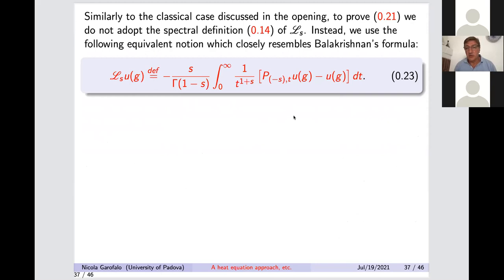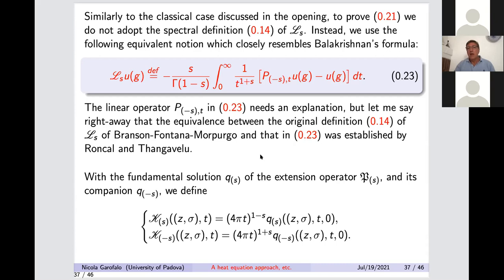So if this was the standard heat semigroup, this would be just the Balakrishnan definition of L^s. But now I'm using this P_{-s,t}. And in order to understand where this P_{-s,t} is, I have to do some rescalings. There are some things to explain, but I cannot do it. So I will just take the restriction to the thin space of the fundamental solution of the extension problem. So y is equal to zero. And I will multiply it by this scaling factor, okay? And I will call K_{-s} the corresponding thing changing s into minus s.